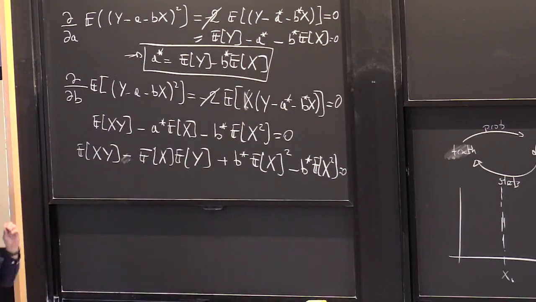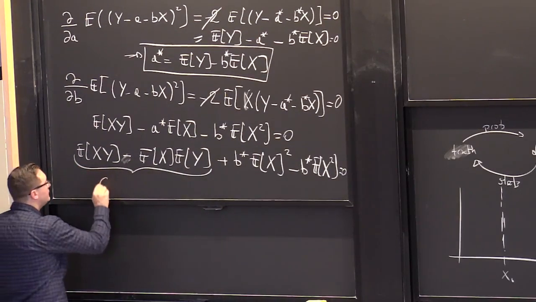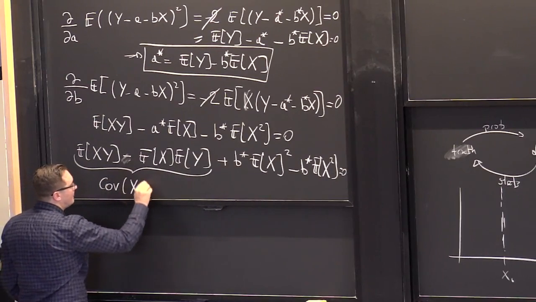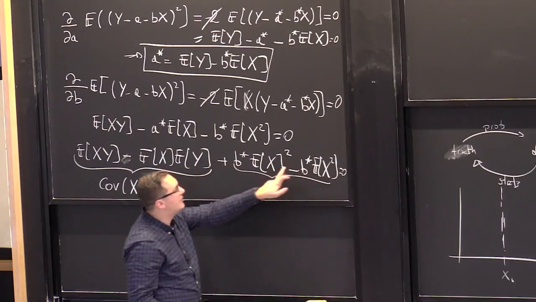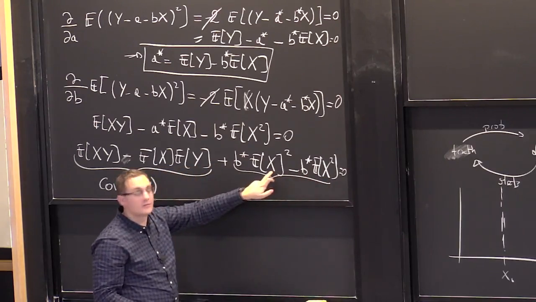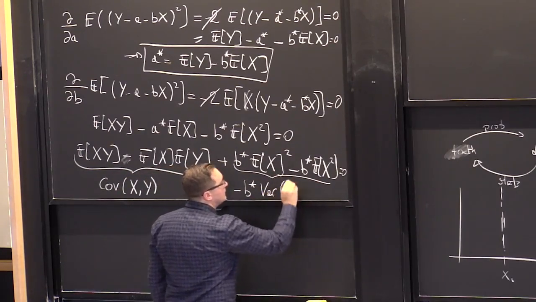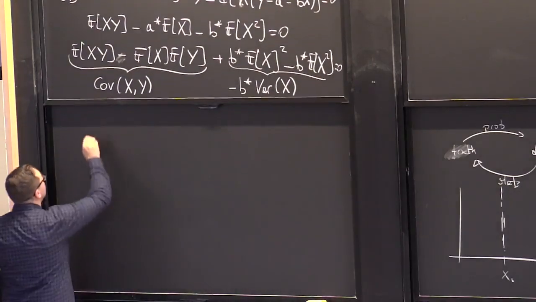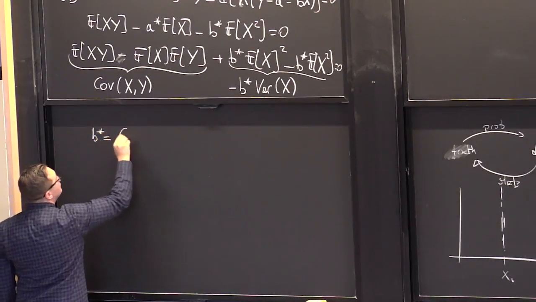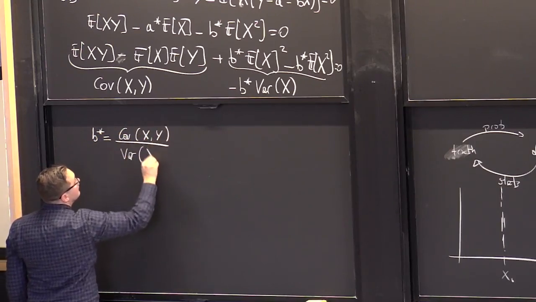Now you can start seeing that there's things that we're actually used to. What is this? That's the covariance between x and y. And this guy here, expectation of x squared minus expectation of x, the whole thing squared, is the variance. So this whole thing here is minus b star variance of x. And so now I solve for b star, and it tells me that b star is equal to covariance of xy divided by variance of x.